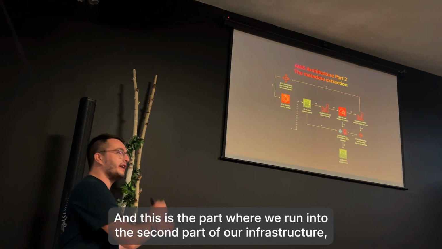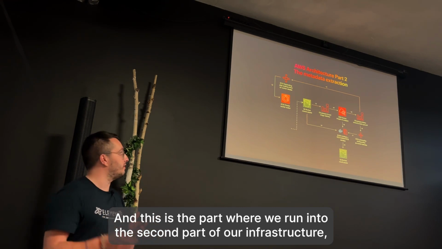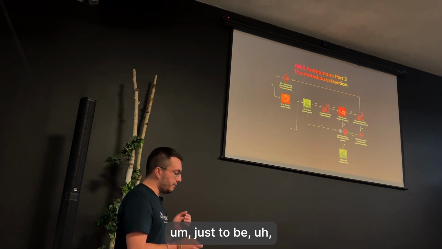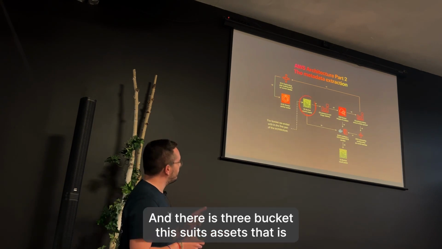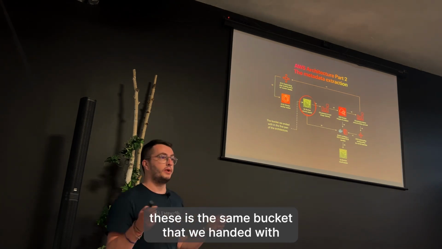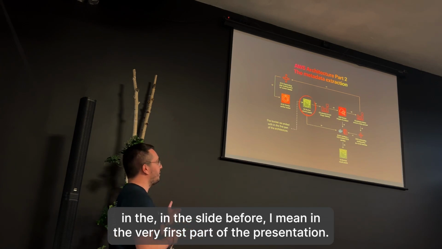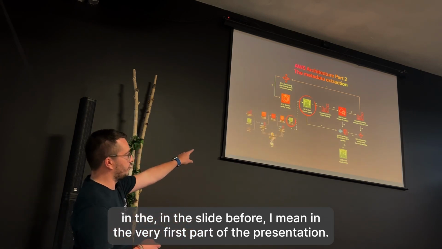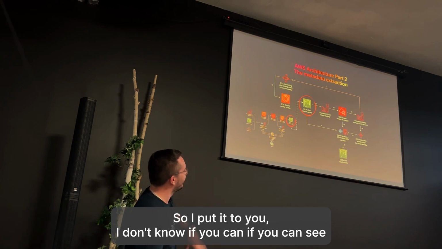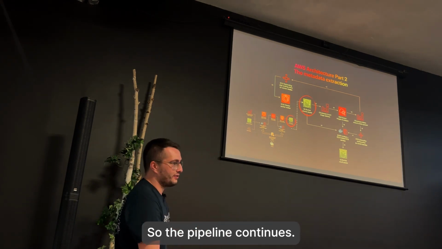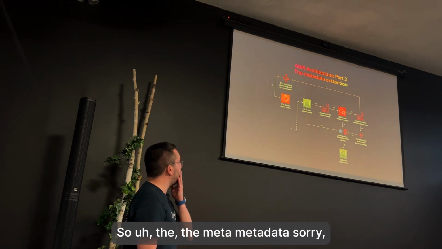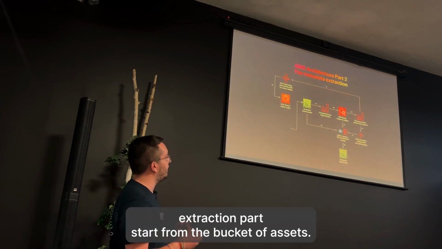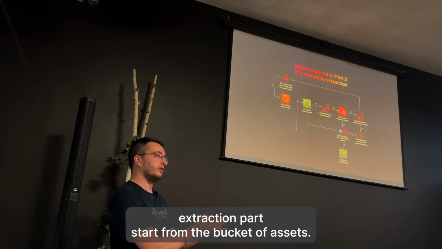And this is the part where we run into the second part of our AWS infrastructure. Just to be crystal clear, the S3 bucket, the source assets, is the same bucket that we ended with in the slide before, in the very first part of the presentation. I don't know if you can see, but it's the same bucket. So the pipeline continues. The metadata extraction part starts from the bucket of assets.